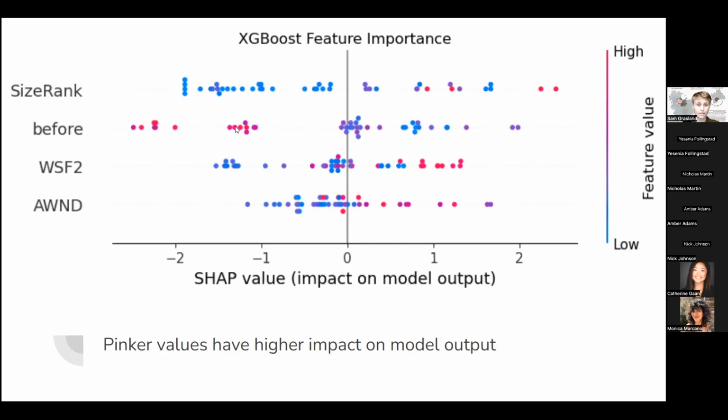The before values, interestingly enough, so home values that were smaller before a hurricane actually had a higher impact on model output. And then I also looked at wind speeds. So areas that were impacted by higher wind speeds did have a higher impact on model output.